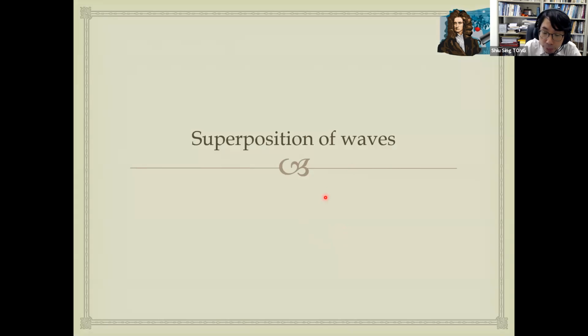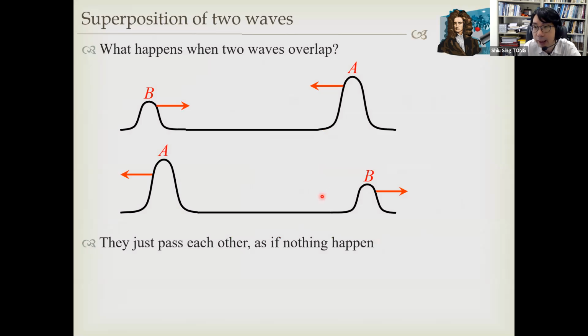Now we discuss the superposition of waves. In high school, you already learned how two waves superpose. Suppose you have a peak of a wave coming from the left, and another peak coming from the right, and the two peaks collide with each other. So what will happen? The two waves superpose to give you a higher wave, right?